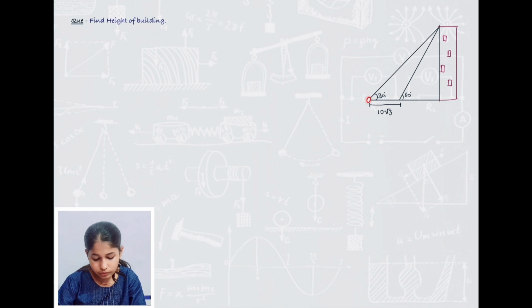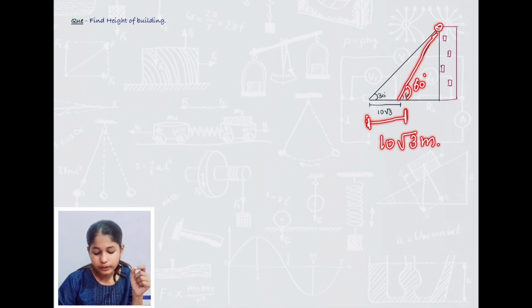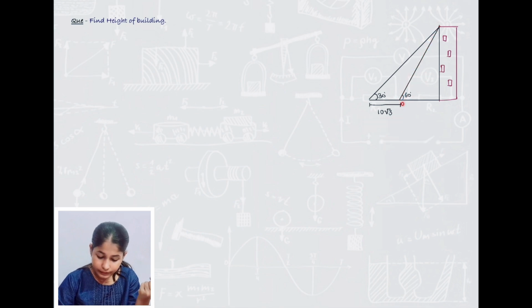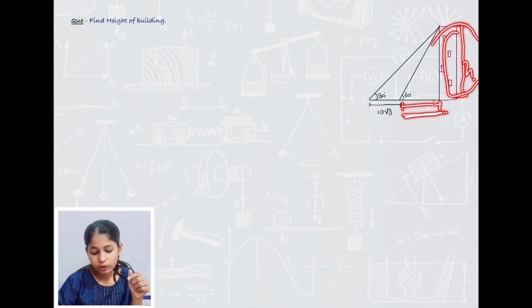Now, first of all, this building is seen at a 30-degree angle. Then the building top is seen at 60 degrees from another point. The distance between those two points is given as 10 root 3 meters. But the distance between the last point and the building is not given. We have to find the height of the building.